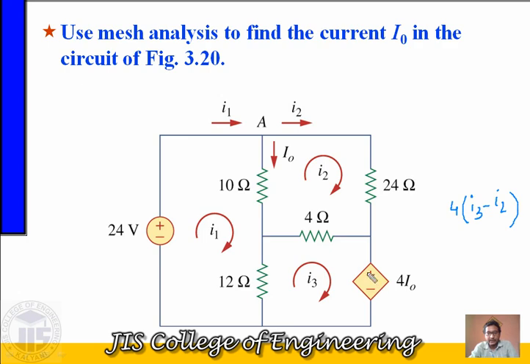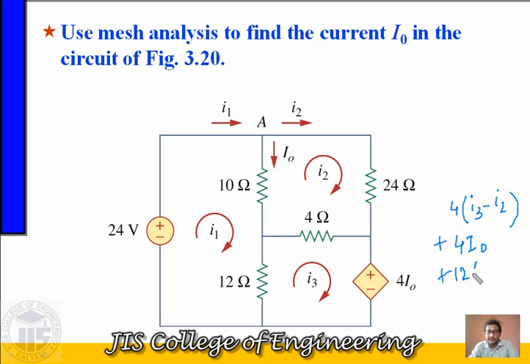This is a current dependent voltage source because the value of this voltage source is 4I0, and this I0 is nothing but the branch current through this branch. Now the loop is moving to the positive terminal of this voltage source, that's why it will be plus 4 capital I0. Then we are moving to the resistance again, the resistance value is 12.